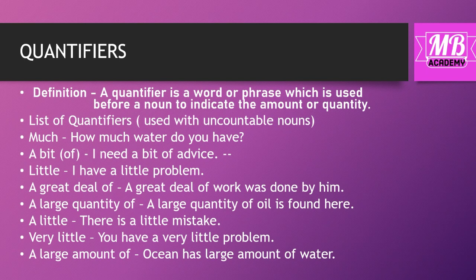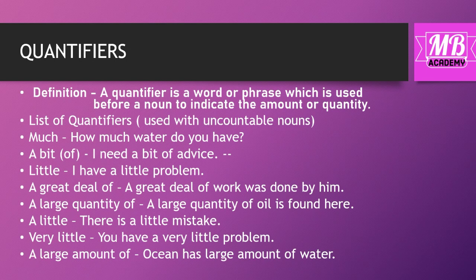Now quantifiers. As far as the definition is concerned, a quantifier is a word or phrase which is used before a noun to indicate the amount or quantity. List of quantifiers used with uncountable nouns. First, much. How much water do you have? So if there is an uncountable noun like water, before that, you will have to use much.